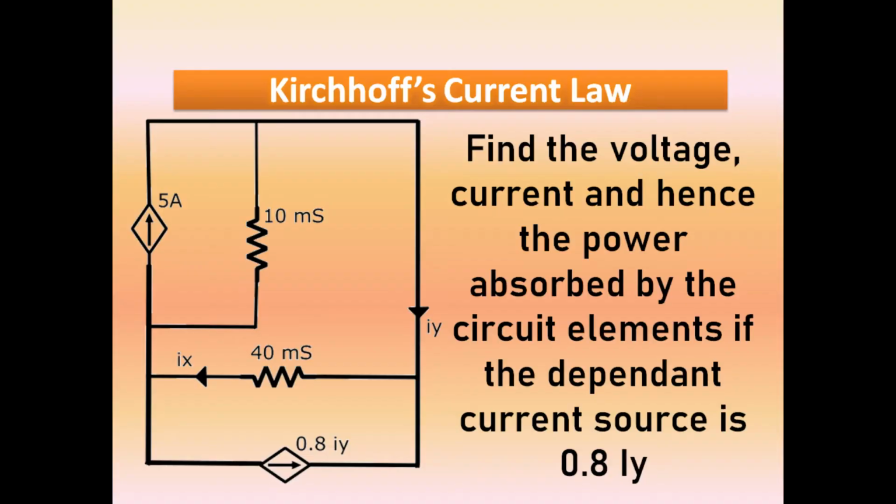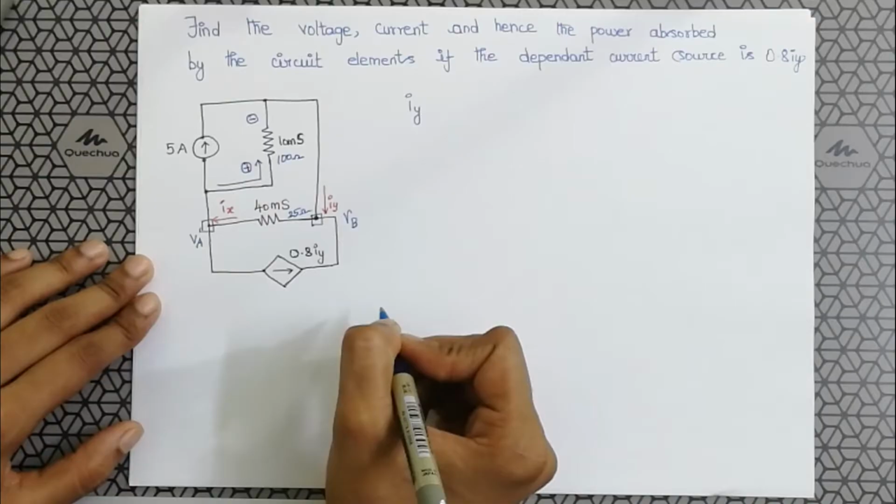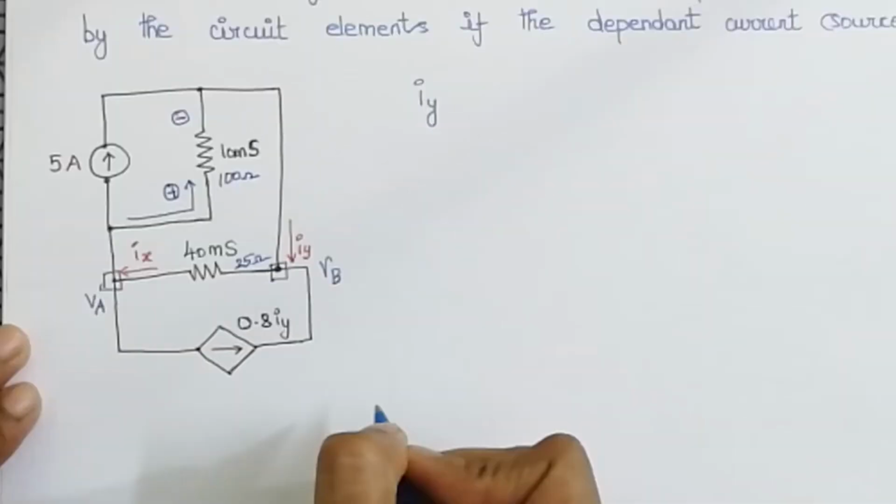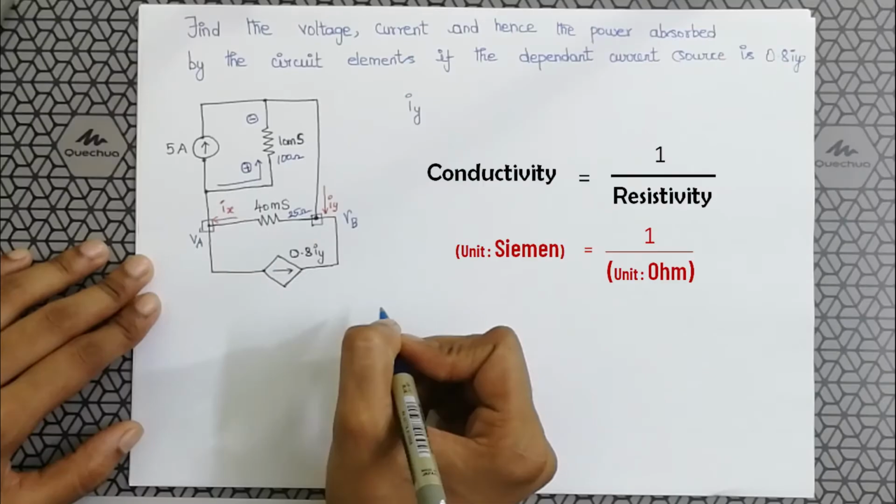Find the voltage, current and hence the power absorbed by the circuit elements if the dependent current source is 0.8 Iy. Iy is this current, which is the sum of 5 ampere plus the current through 10 millisiemen. We have seen that 1 by 10 millisiemen is 100 ohm and 1 by 40 millisiemen is 25 ohm. Siemen is the unit of conductivity, which is 1 by resistivity.